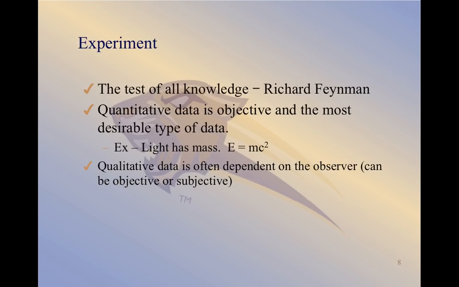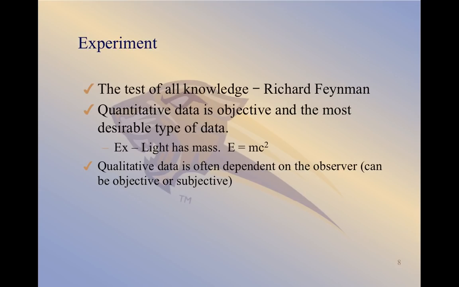Because experiment is the test of all knowledge. It's a quote from Dr. Richard Feynman, famous physicist. And when we experiment, we are usually measuring something, and quantitative data is objective. It is the most desirable type of data, in part because I can repeat it, I can test it again, and I can test it over and over and over, and the outcome should be the same.